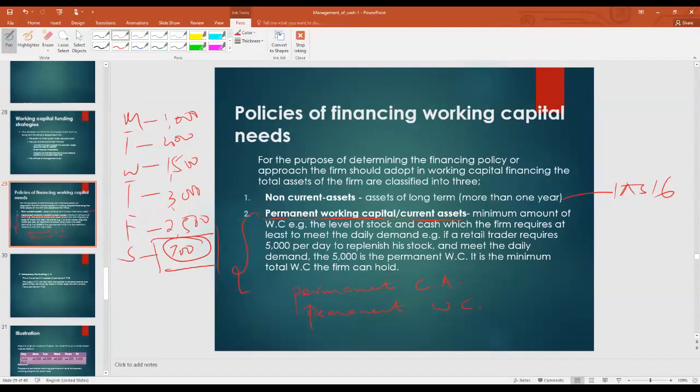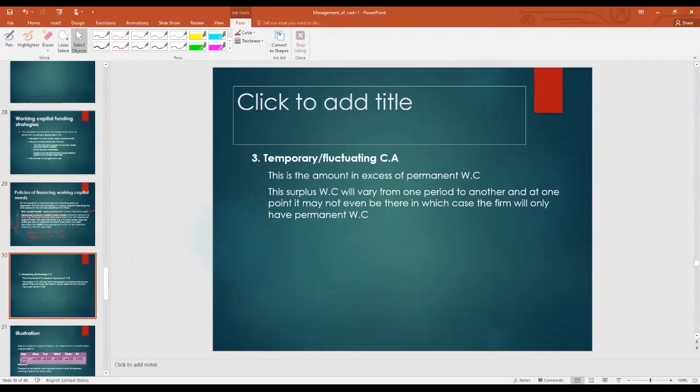Clear? Now, the temporal or the fluctuating current assets is the excess over and above that minimum. It is the extra amount over and above that minimum for that 1 week. If you observe the other days within that week, what was the extra investment the company required over that minimum? The extra investment the company requires over that minimum is called the temporal or the fluctuating current assets. So let me go back to the illustration I just gave.